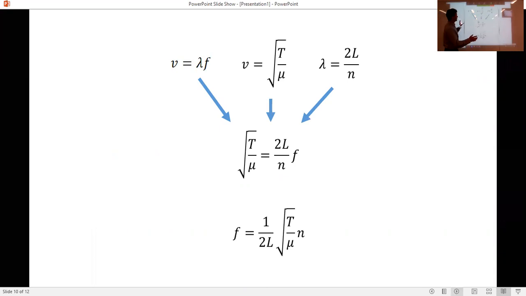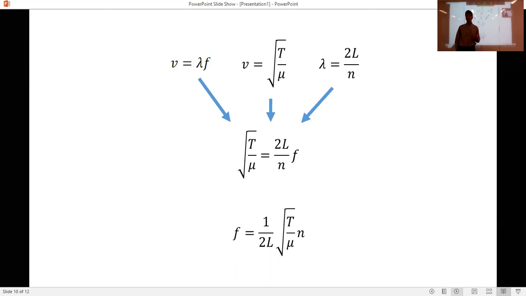So again, we're combining 3 of these equations. If we put them together, we can come up with this expression right here, the center equation, that says the square root of the tension divided by the mass per unit length is equal to twice the length of the string divided by the integer n times the frequency. This is going to be very important for our first experiment, because we're going to graph tension as a function of 1 over n squared. And when we do that, we'll get a slope which is related to mu.